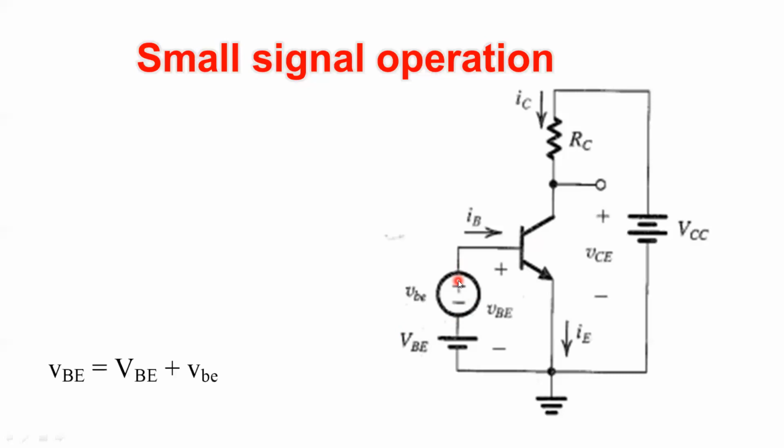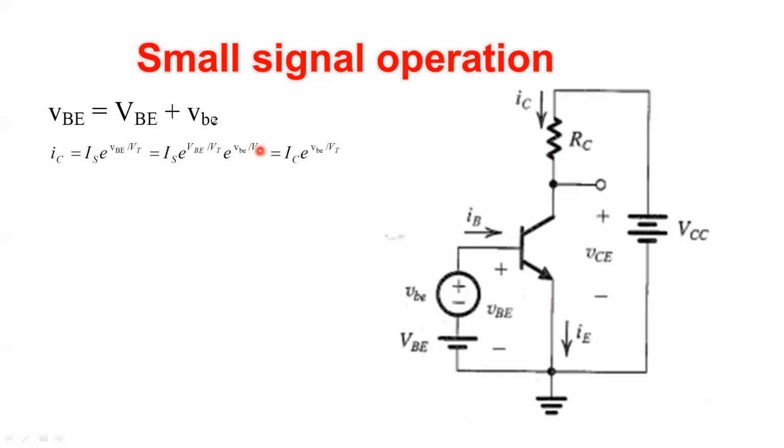So as a result, now the total voltage across the base emitter junction is an addition of two different types of voltage. We have the V capital BE, which is the DC supply, and we have the v small be, which is the AC supply. This is a superposition of two different types of voltage. If we would like to calculate the current, there is an equation where we can calculate the current. Actually, this equation is out of interest for you. You don't need to memorize it.